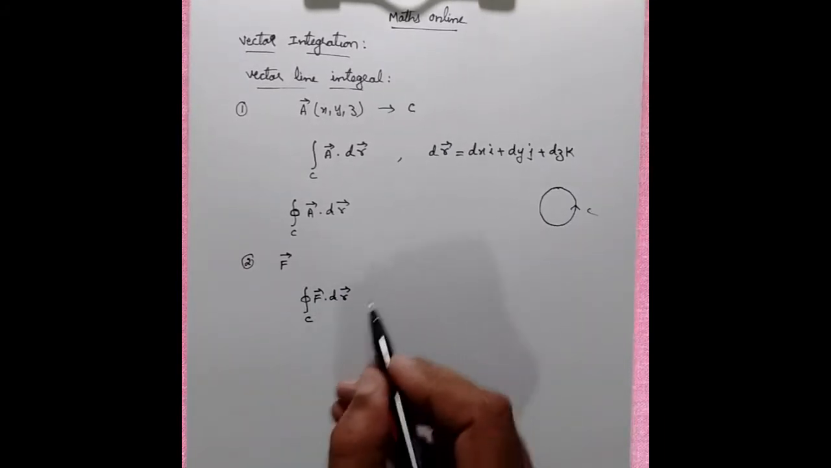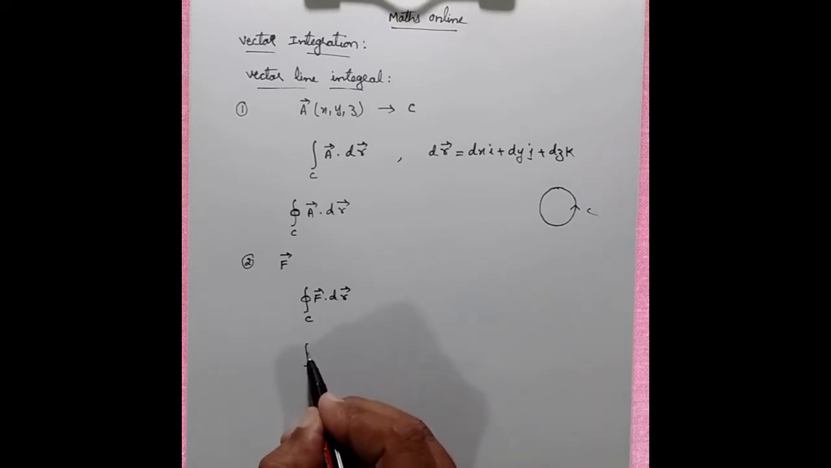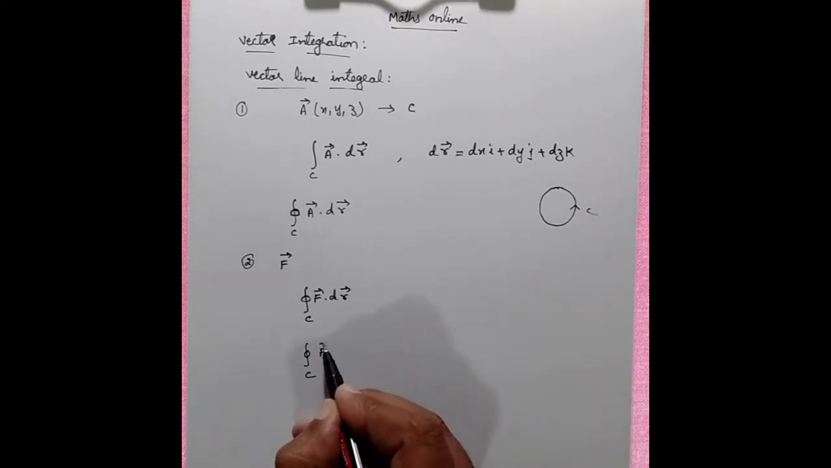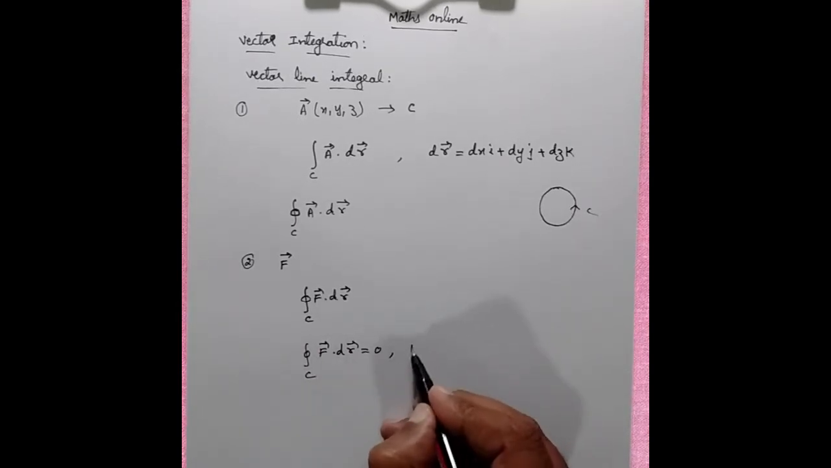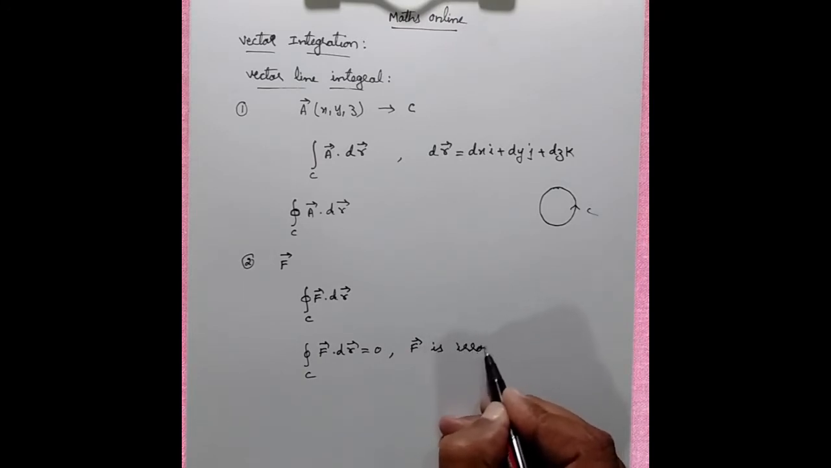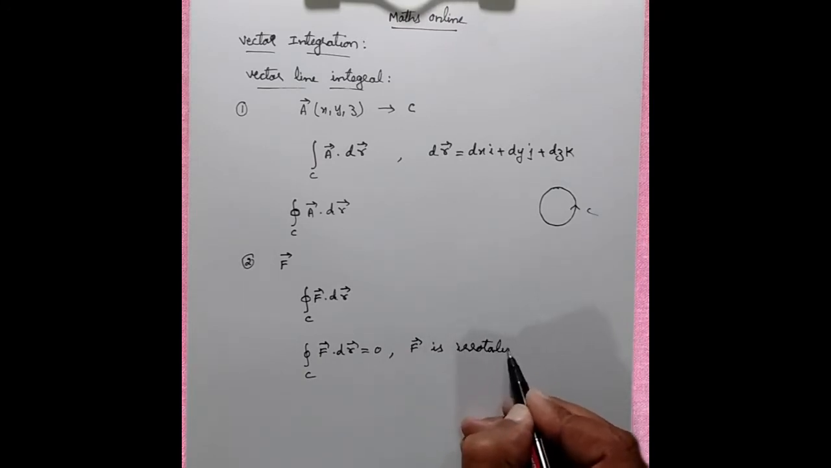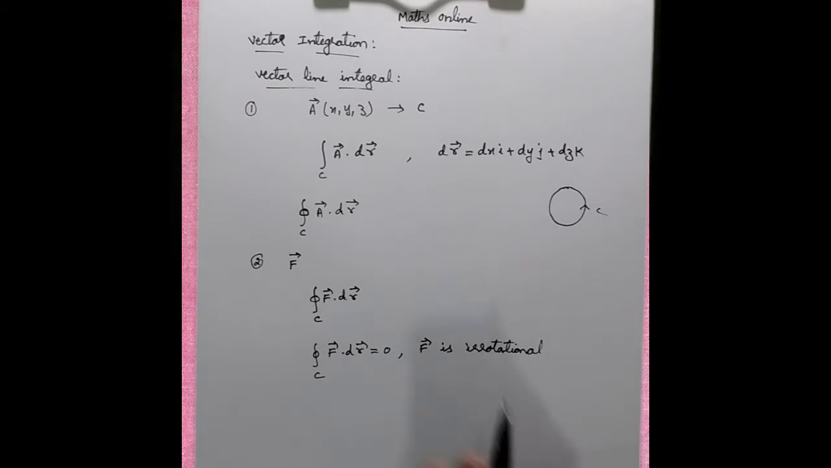Suppose this integral turns out to be equal to 0. If you are getting the integral to be equal to 0, then we say that this vector F is irrotational. So based on this basic definition, let us try to take a few examples.